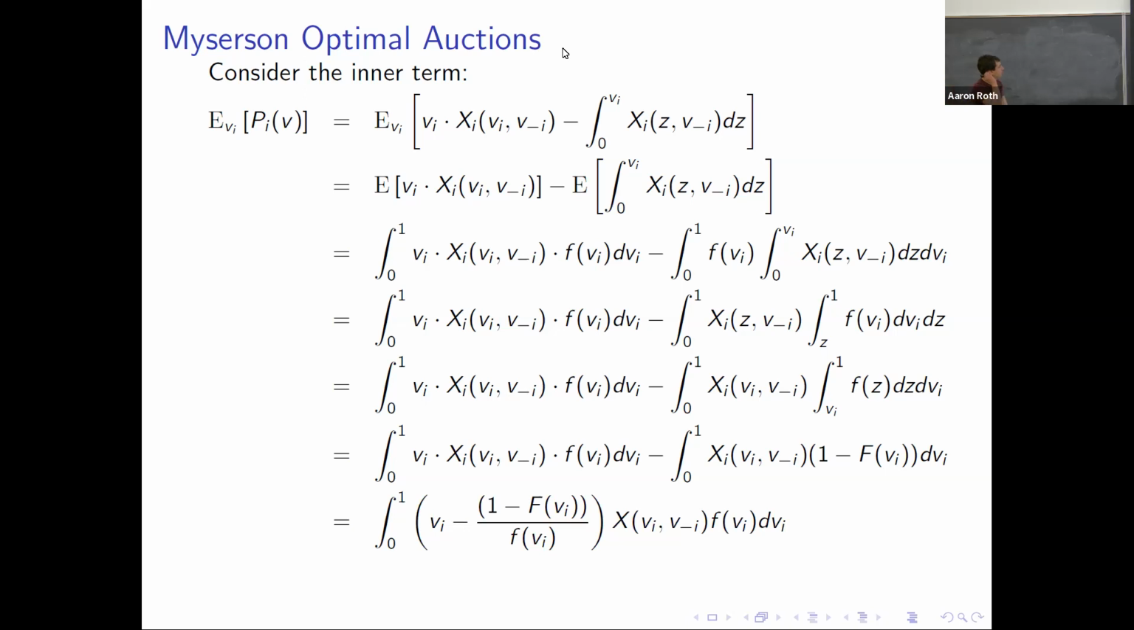Okay, and here's where we notice that we have 2 integrals that are both integrating over the same variable, your value vi. And so let's just combine them. Here, we're multiplying vi times the allocation rule when you bid vi, times f of vi. And we're subtracting off from that this other expression of vi, which I can write as again the allocation that you get when you bid vi, times 1 minus the cumulative density at vi, the probability that you value the item more than vi.